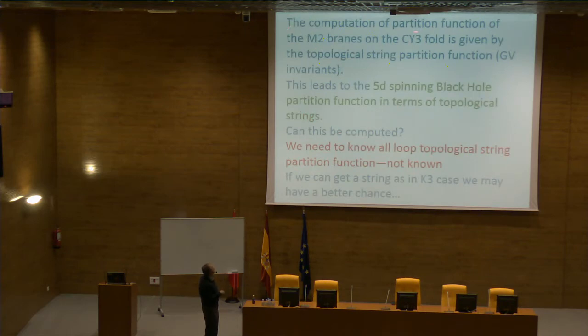But before I do that, the computation of the partition function of M2 branes on a Calabi-Yau threefold is related to counting of the topological string partition function. So if we knew the topological string partition function, it would be equivalent to knowing the black hole entropy, or black hole degeneracies, for spinning black holes related to the Calabi-Yau. But we don't know the full topological string amplitudes for the Calabi-Yau threefold, so we do not know how to compute it. We do not know all genus topological string amplitudes, so therefore this cannot be done. And we still need to look for a string, so what do we do?